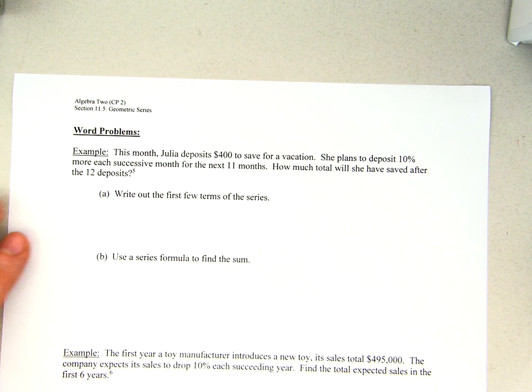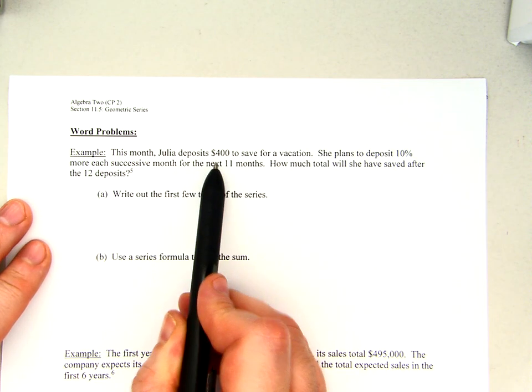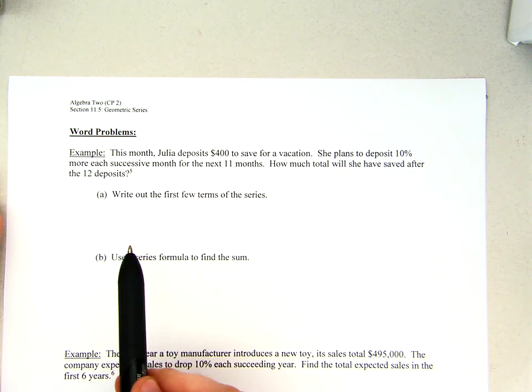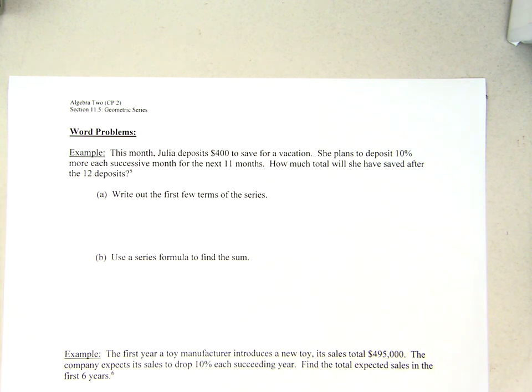First word problem. This month, Julia deposits $400 to save for a vacation. She plans to deposit 10% more each successive month for the next 11 months. I want to know how much total will she have saved after the 12 deposits. We've seen things sort of like this before where I've asked you how much she's depositing in the 12th month, but now I want to know the first month plus the second plus the third, adding up all those dollar amounts.